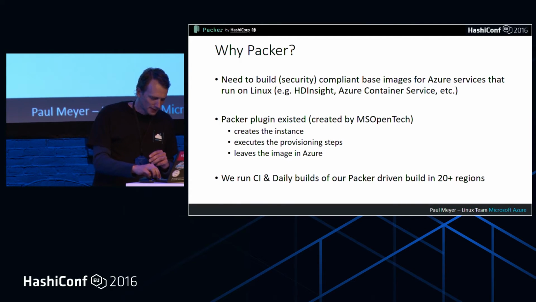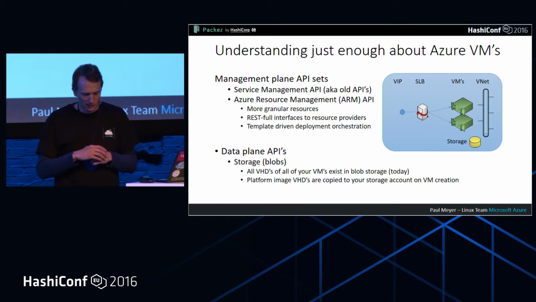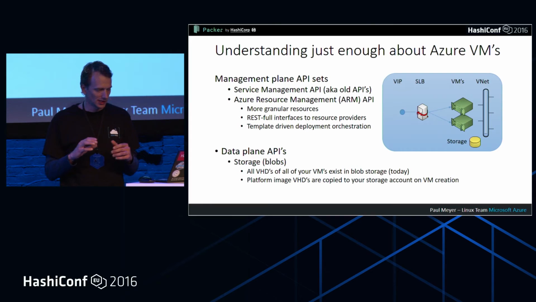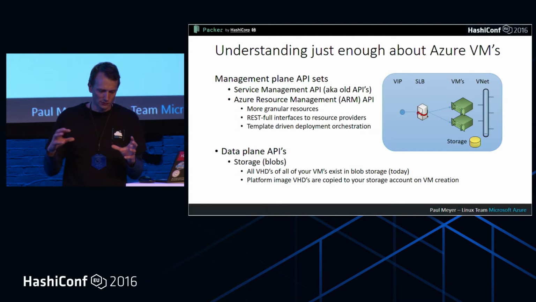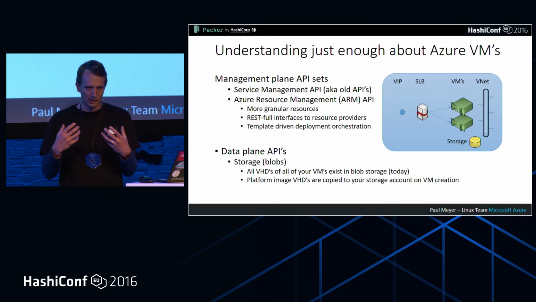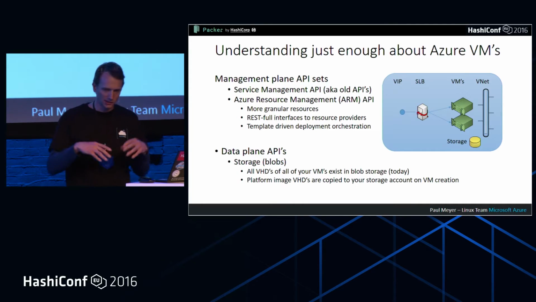So Packer uses the management APIs, as I said. The old APIs were called the service management APIs, and the newer APIs are called the resource management APIs. The service management APIs are kind of service-oriented, so the service is sort of the entity. The resource management APIs are way more granular, so a VM is its own entity, but also an image is its own entity, so a VM image, for example. And all of these resources are now grouped more liberally in resource groups. And that's sort of the general model there.